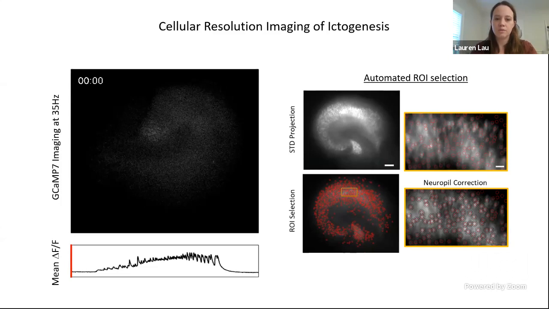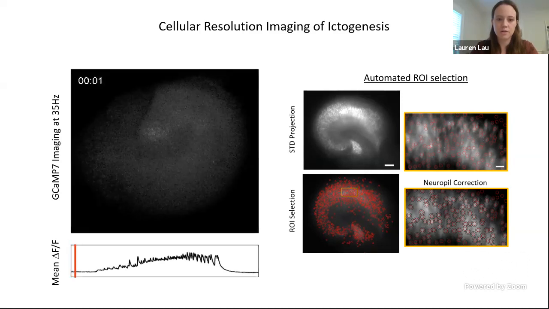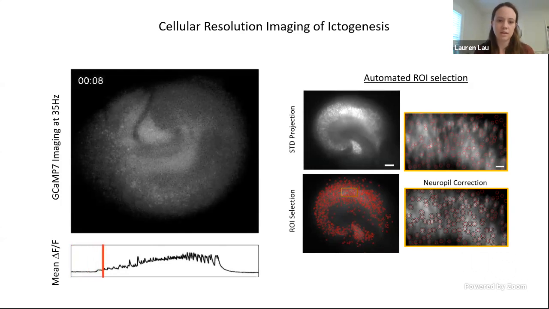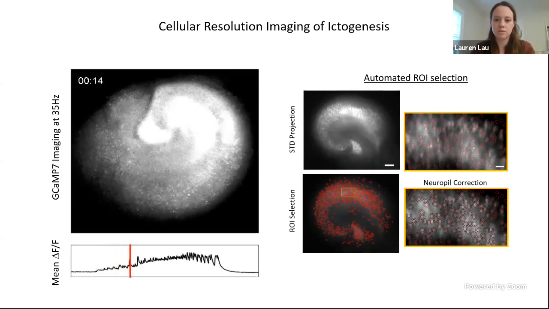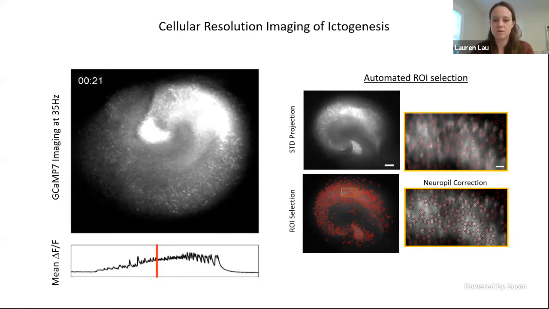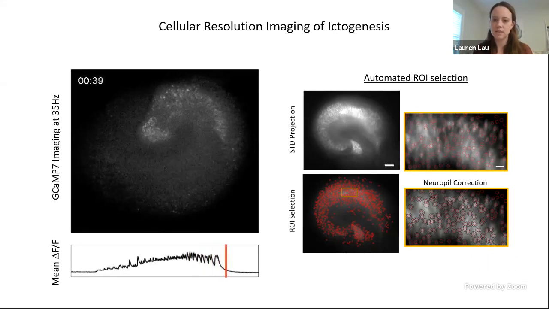Now we really want to dive into our ability to look at the activity of these cells at cellular resolution. I'll play this through so you can get a sense of what the calcium activity looks like in these slices during a seizure. From these types of movies, I performed an automated ROI selection. This relies on the standard deviation projection to really pull out the active GCaMP-positive cells. Then we can use some algorithms to automatically detect all of the cells in this slice.